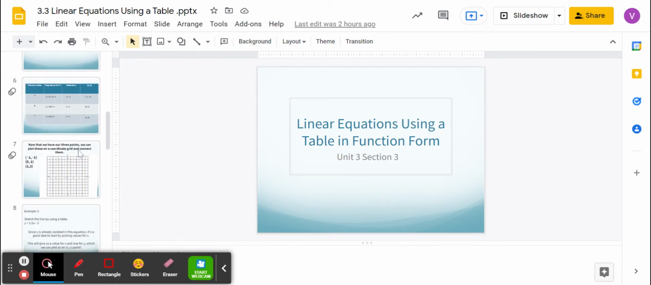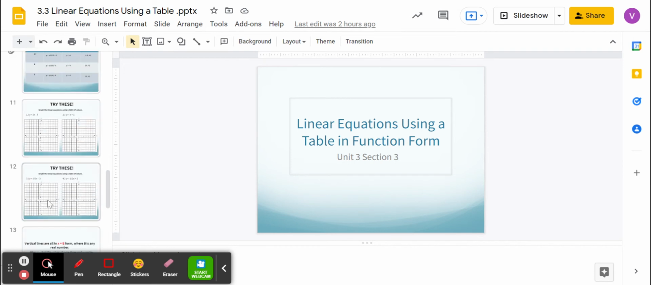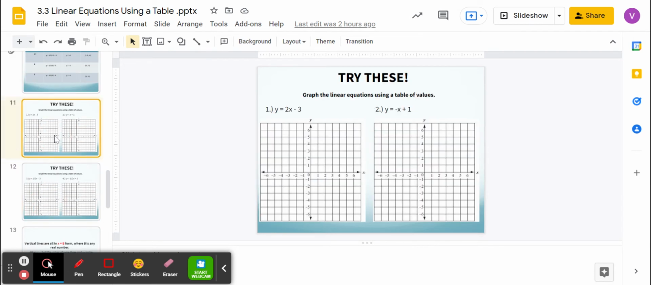So if I scroll down to, let's see, let's go to slide number 11. All right, these are problems that you're going to look at. So it says graph the linear equations by using a table of values. The first one says y is equal to 2x minus 3. So whenever you see whole numbers here, same with number 2.